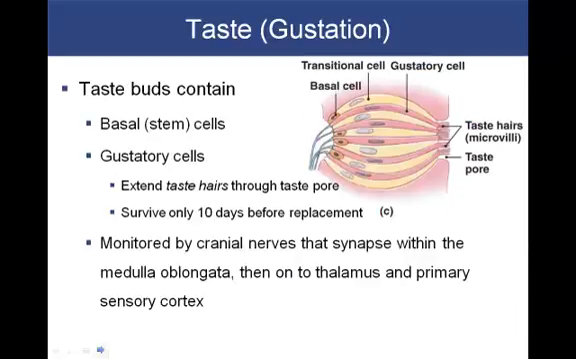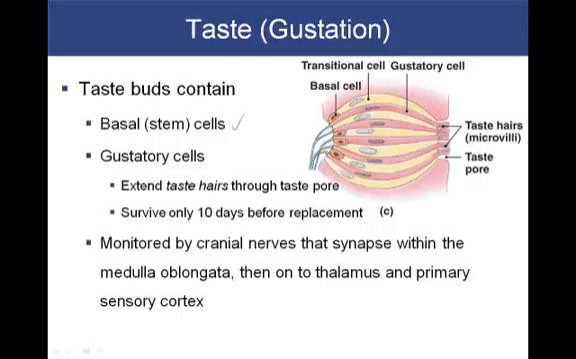When we look at a taste bud, we find several cell types. We have a basal or stem cell. Again, basal or stem cells are there to replace receptor cells that are past their due date, so to speak. We have the receptor cells themselves, the gustatory cells. These gustatory cells last about 10 days, so the basal cells are very active in replacing gustatory cells.